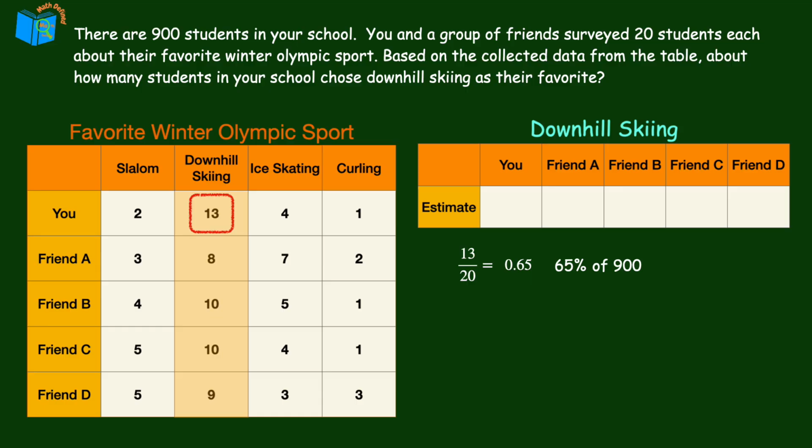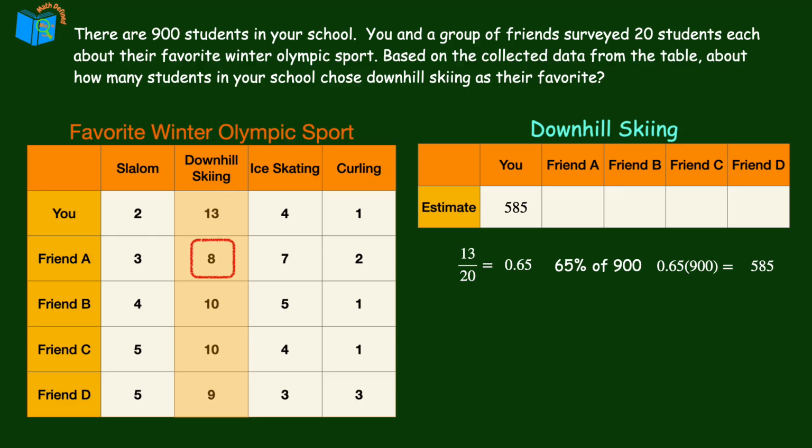But how many actual students is that? We'll find that out by multiplying the decimal number by the total number of students, 900, to get 585 students. Pretty easy. Let's finish filling in the table using the samples your other 4 friends collected.